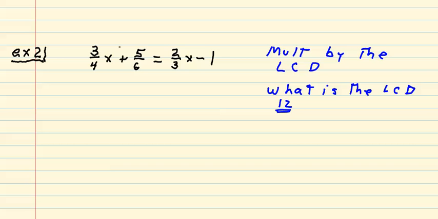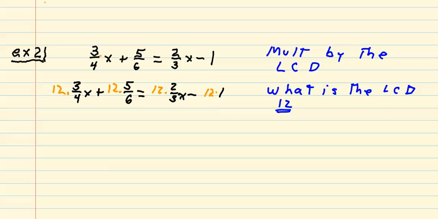So what I'm going to do is rewrite the problem: 3/4 x plus, and I'm going to leave a space, 5/6 equals, and I'm going to leave a space, 2/3 x minus, and I'm going to leave a space. And then I'm going to go through and multiply times 12. Times 12, times 12, times 12. I'm going to multiply everything by that least common denominator.